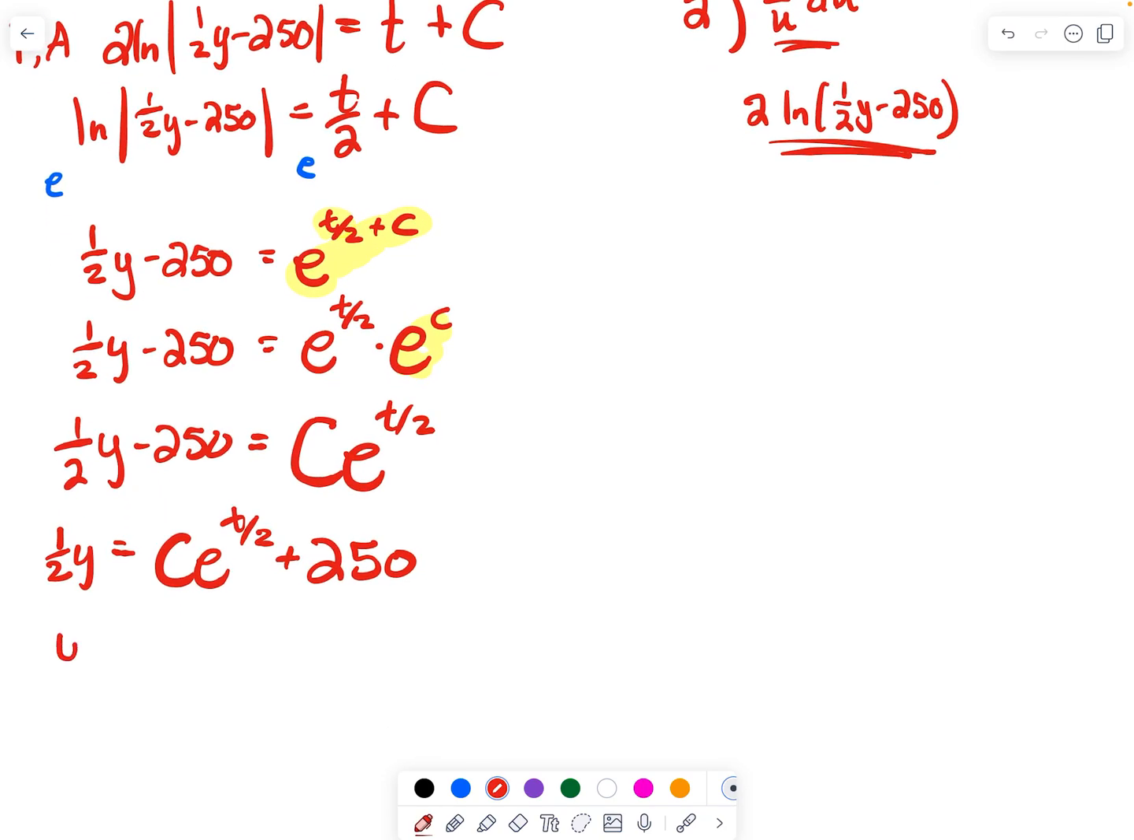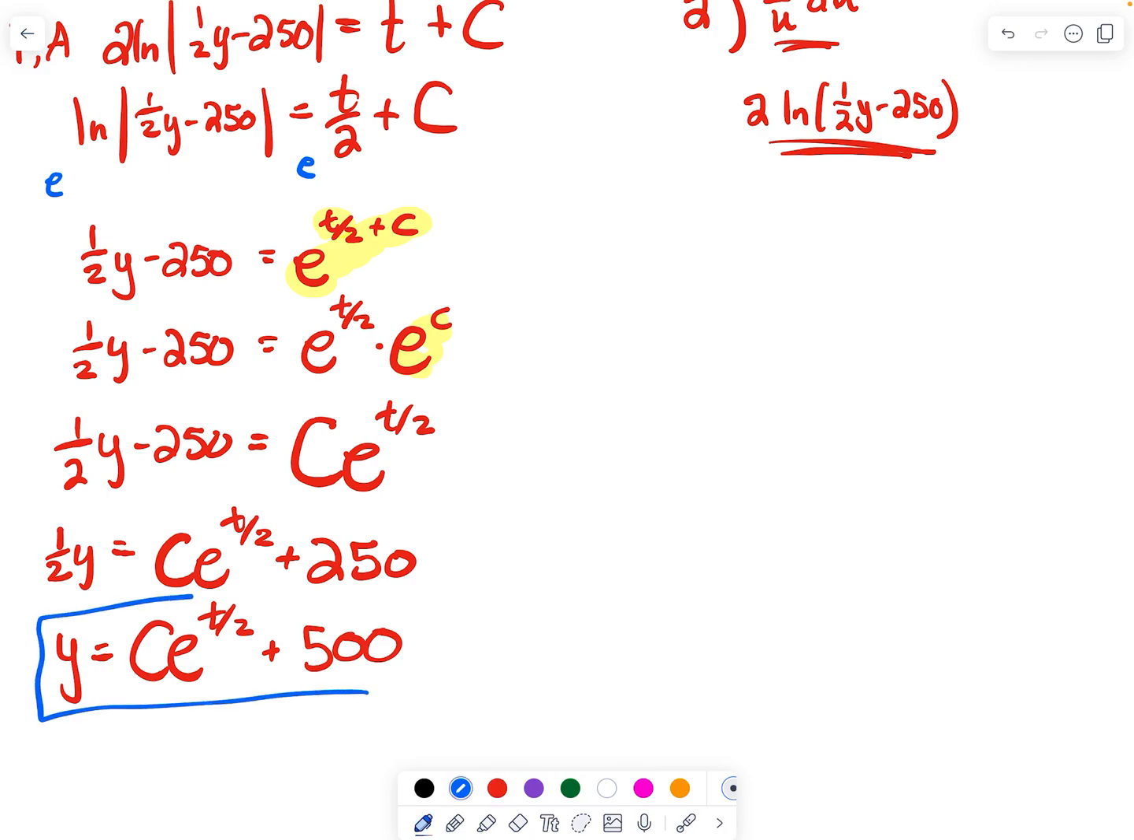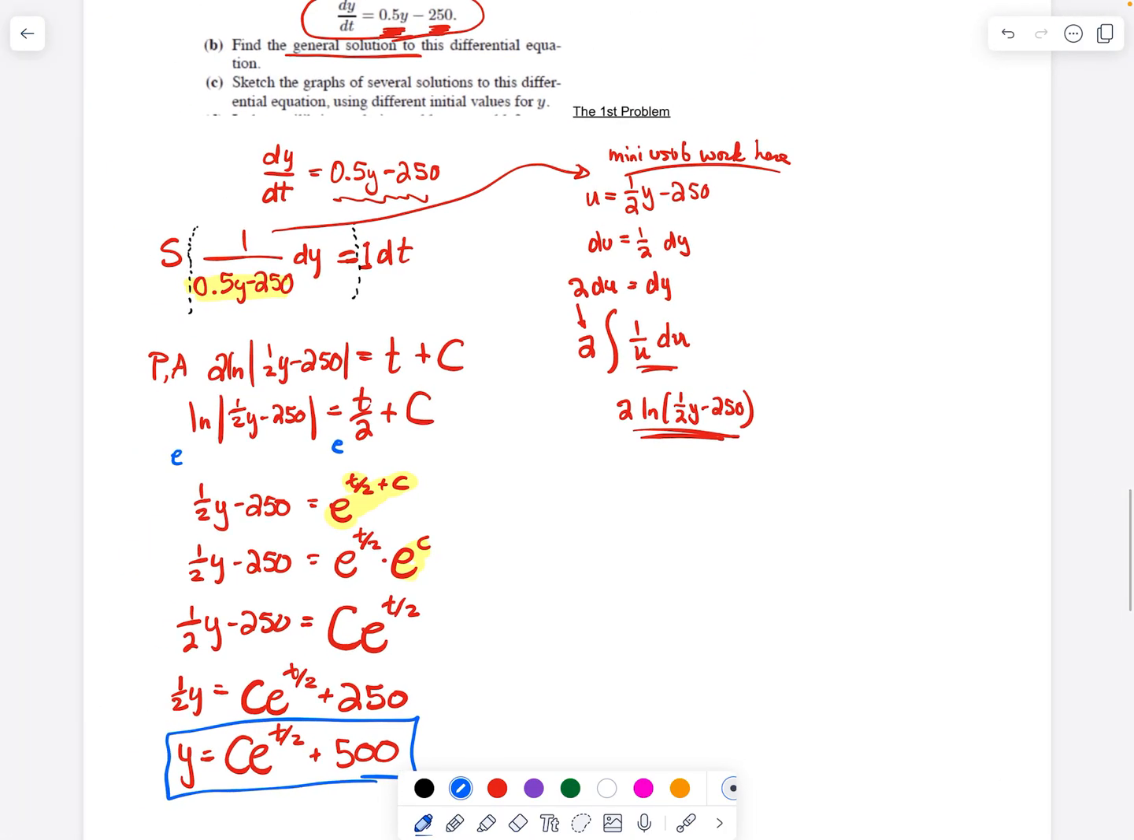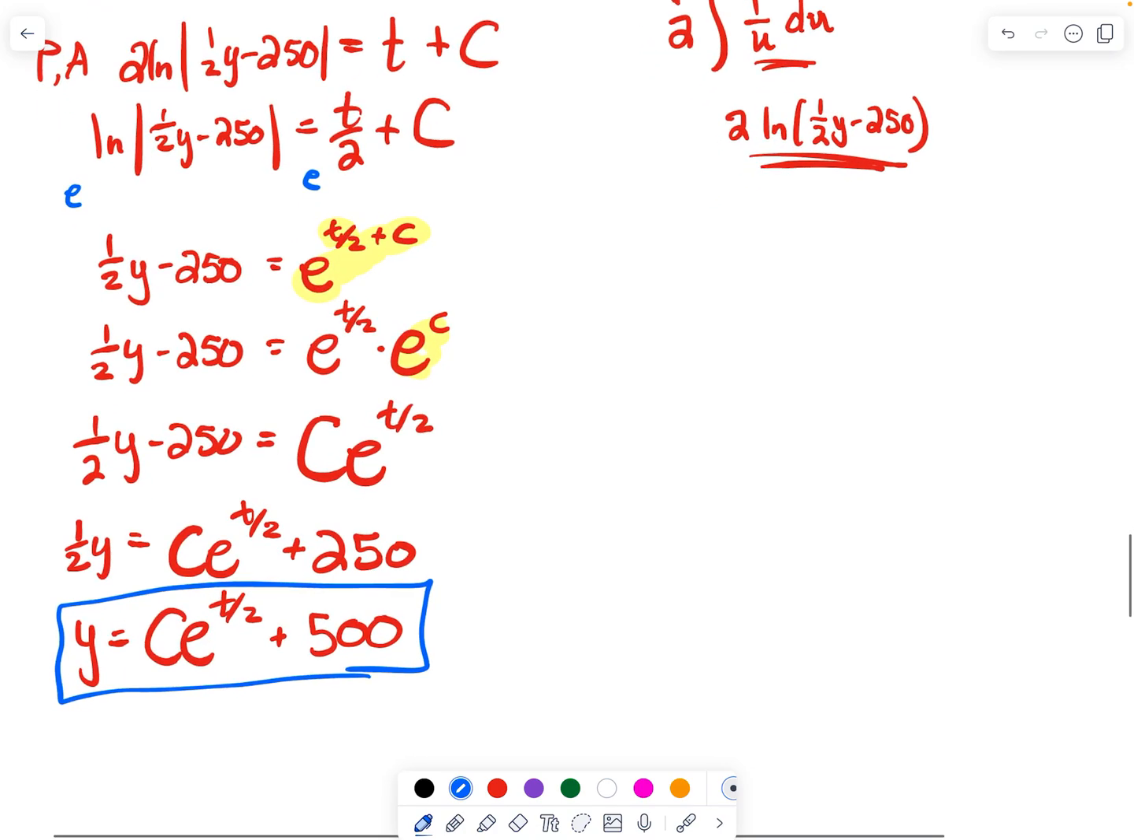We multiply by 2, y equals, again, we can keep it as a c, e to the t over 2, but the 250 needs to be doubled. That is a specific number, 500. I'm going to box that around to know that that is our general equation, the general solution to this differential equation.